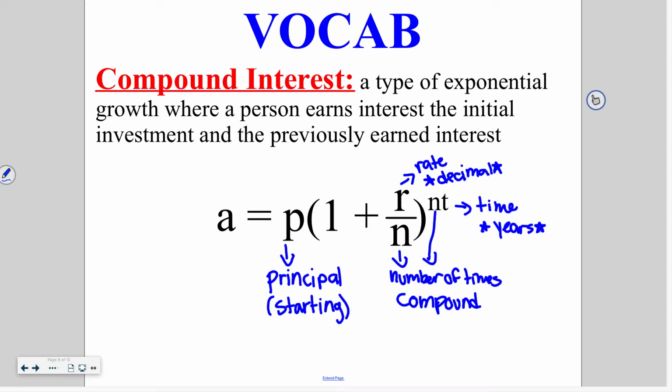One more thing I'm going to note on this n value. There are some key words that you're going to be looking for within these problems, such as annually. That's going to tell you the n value is 1.